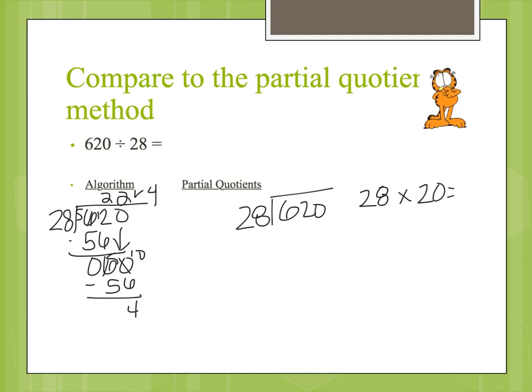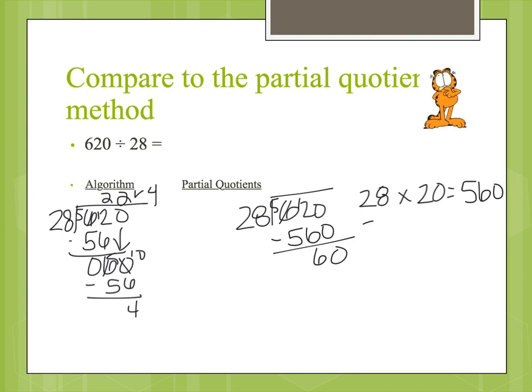Remember, when you use partial quotients, you want to find a nice round number to multiply by, a 10 or a 20. I could have done a 10 here instead of a 20 and gotten to 80, but I knew I could get a little closer to my original dividend. So I'm going to go ahead and do 28 times 20, which is going to give me 560. I'm going to subtract that. 0 minus 0 is 0. Can't do 2 minus 6, so I'm going to borrow. 12 minus 6 is 6.